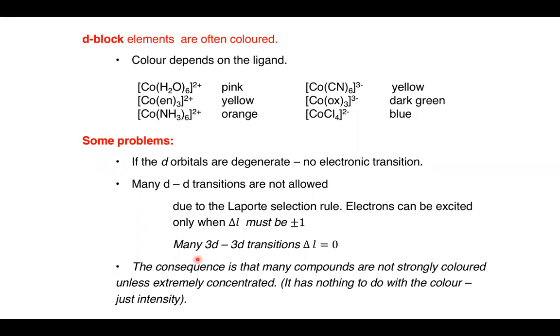But ultimately, it's not really anything to do with the color, just the intensity. The more of them that we have, the more strongly colored it is. And ultimately, with a lot of these rules, as I'm sure you're aware, there's a lot of exceptions to the rules. So even though the transition is forbidden, we still observe colors.